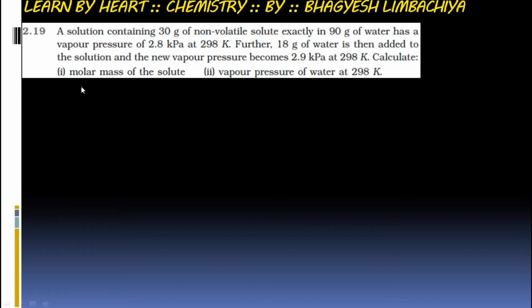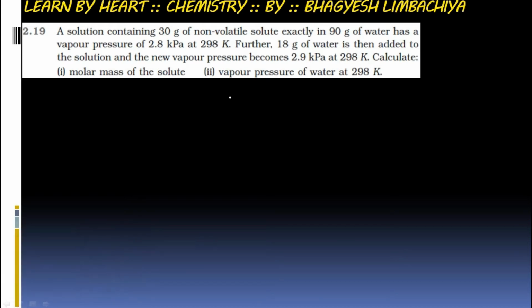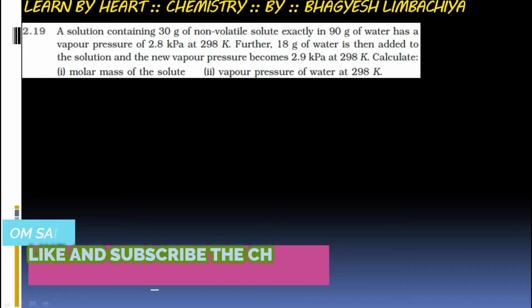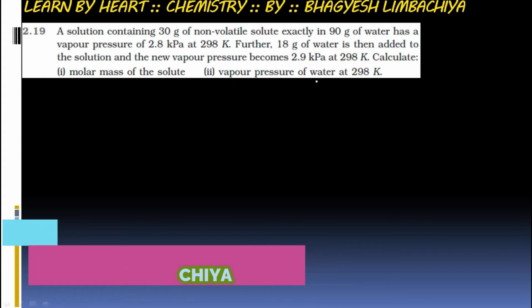A solution containing 30 gram of non-volatile solute exactly in 90 gram of water has a vapor pressure of 2.8 kilopascal at 298 Kelvin, and further 18 gram of water is then added to the solution. So the new vapor pressure increases, and that is 2.9 kilopascal, and you are asked the molar mass of solute and the vapor pressure of water at 298 Kelvin. So here two questions are asked in this numerical.